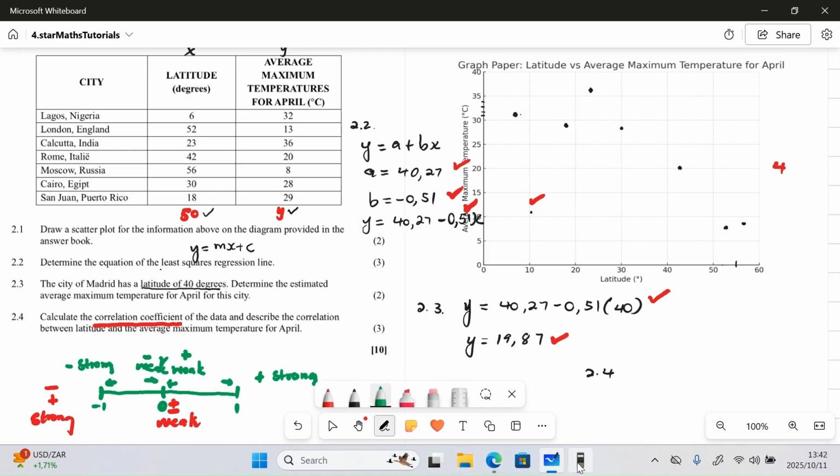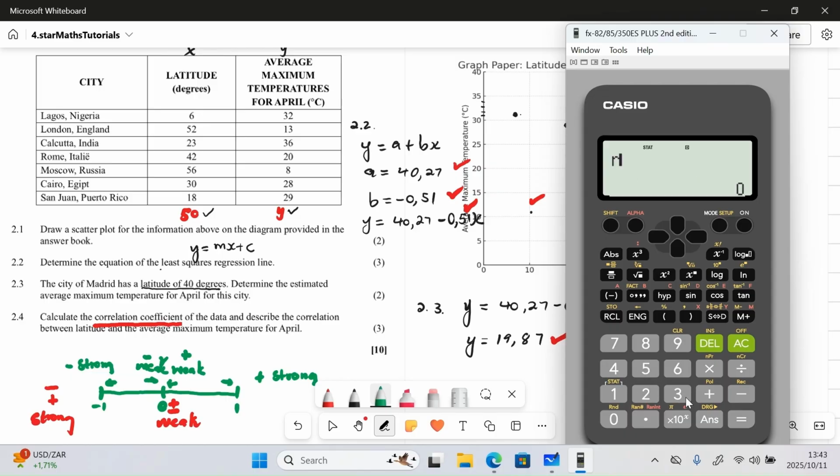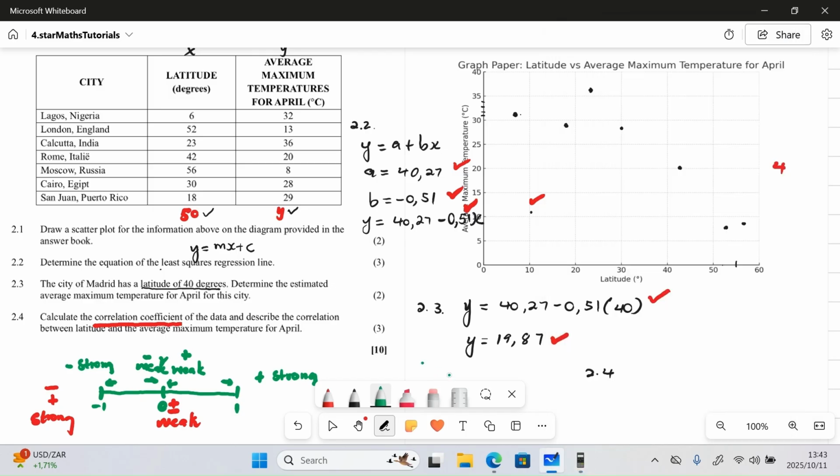So let's use our calculator to find the value of R. Same thing, still having our data, option number 5, regression, then R is there. When we press equal, we get negative 0.91. So the value of R, the correlation coefficient they say we must calculate, is negative 0.91. Calculate the correlation coefficient of the data and describe the correlation between the altitude and the average maximum temperature for April. So what is the relationship?